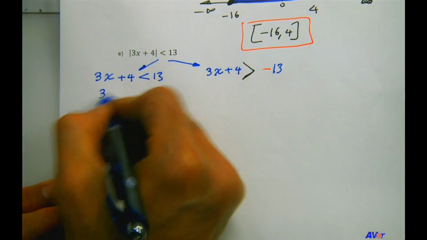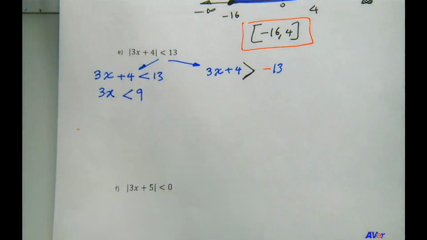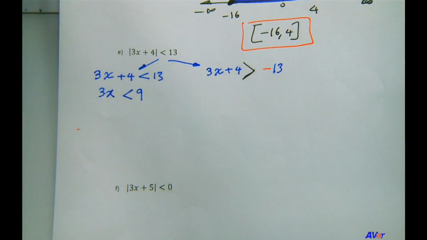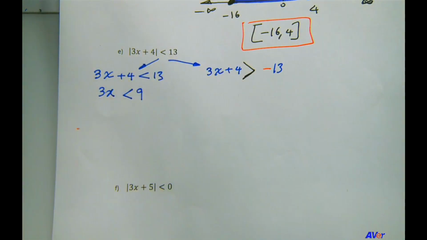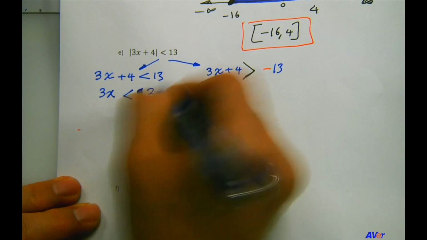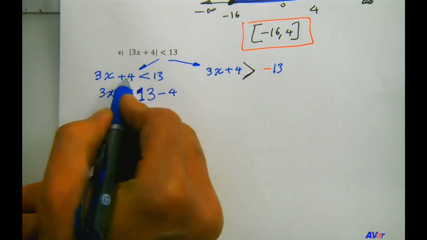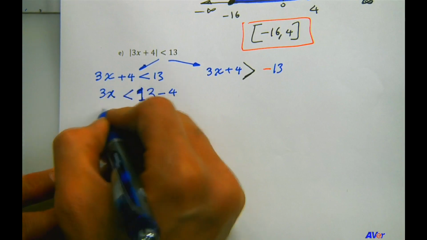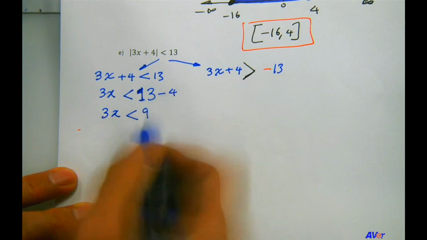So 3x less than 9, right? Because when you move the 4 to the other side, it becomes minus 4. So 13 minus 4 is 9. Let me do it this way, let me not skip that step. Maybe some of you like to see it. 13 minus 4, right? I just moved the 4 to the other side. The positive became negative. Then we have 3x less than 9, right? 13 minus 4 is 9.